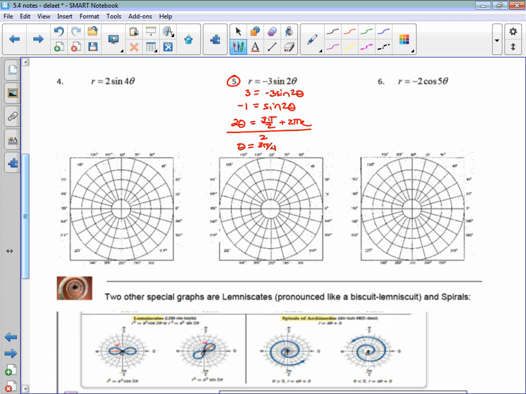Again, you could add and find all the other ones, or how many petals are we supposed to have? 4. So what do you expect to be the distance in between all 4? How many degrees in between? 90. So if I know I've got one of them at 3 pi over 4, they all end up being at pi over 4. So we're looking at a maximum length of 3 this time.